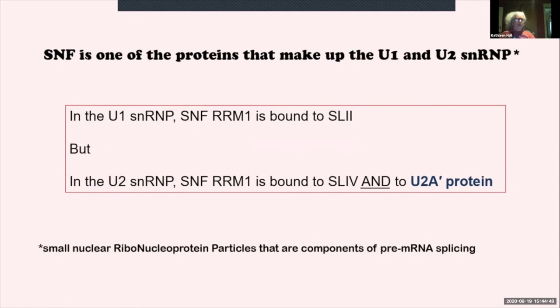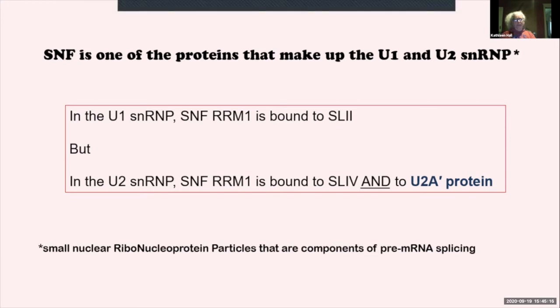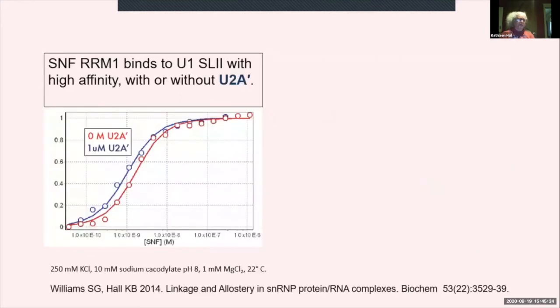So back to the biology here, in the U1 snRNP, SNF RRM1 is bound to stem loop 2. But in the U2 snRNP, the biology tells us that RRM1 is bound to stem loop 4, the RNA, but it's also bound to another protein. And that other protein is the U2A prime protein. So what does that have to do with anything? Does that have anything to do with binding? And it turns out it does.